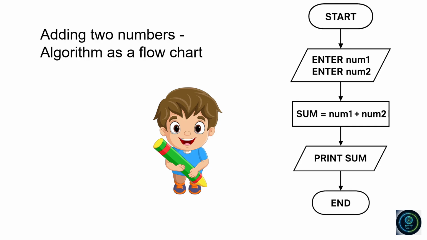Then let's see. If we implement an algorithm for this problem, it might look like this. Here you can see start, enter num1, enter num2, sum equals number 1 plus number 2, then print sum and end. So this is the visual representation of our algorithm. If you like, you can write the pseudocode also.